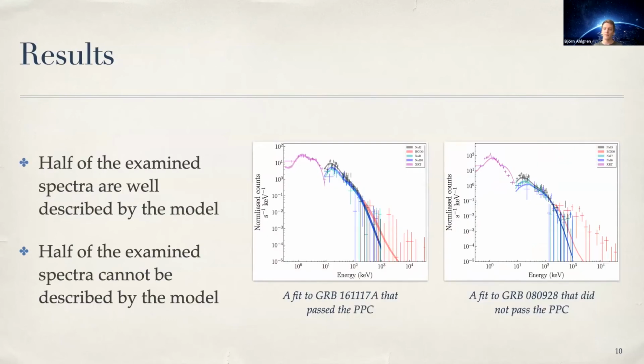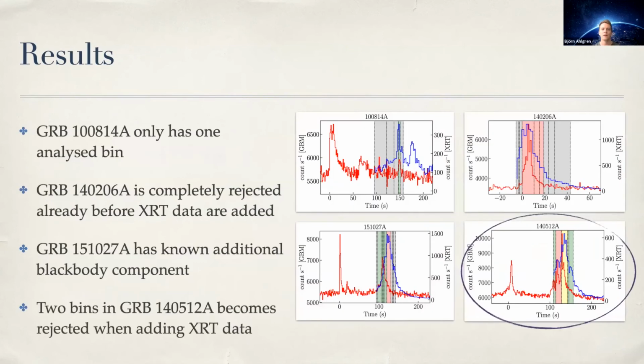Quite easy. Half of the fits were successful and half were not. And no GRB was convincingly well described throughout by the model. So let's look at that in some greater detail to see what that means. Now, due to the small number of bins analyzed, because of the sparsity of the data studied, it's very hard to robustly correlate good and bad fits with GRB properties.